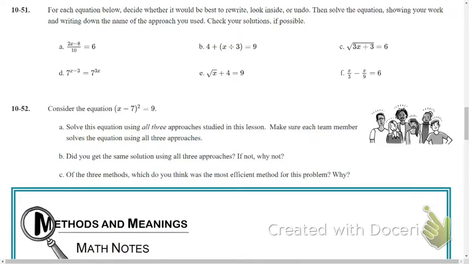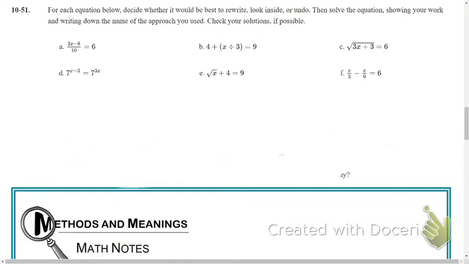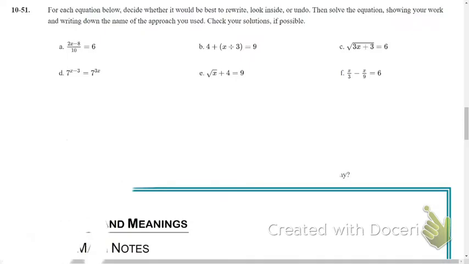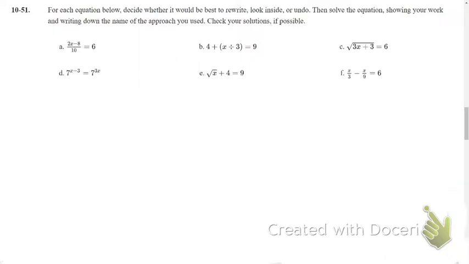Okay, so 10-51 has 6 different equations. It says for each equation below, decide whether it would be best to rewrite, look inside, or undo. Then solve the equation, showing your work and writing down the name of the approach that you used. Check your solutions if possible. Why don't we do the top 3 first? Once you're done with the top 3, I want you to check your answer. So pause the video right now, do A, B, and C. When you're done, come back and check your answers.